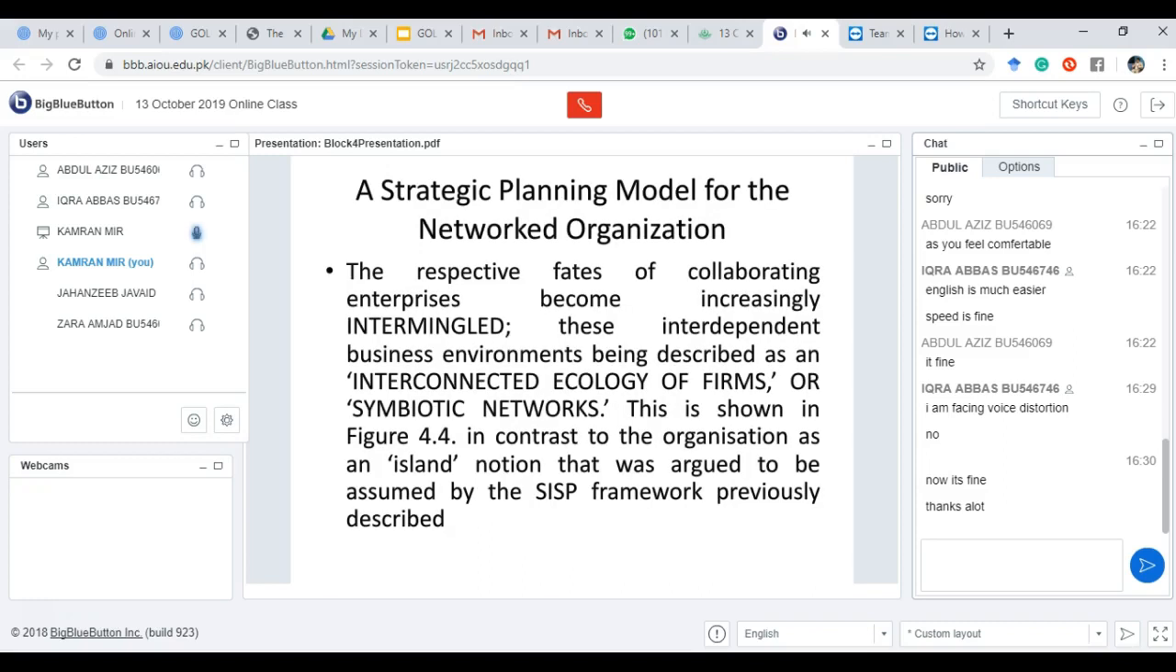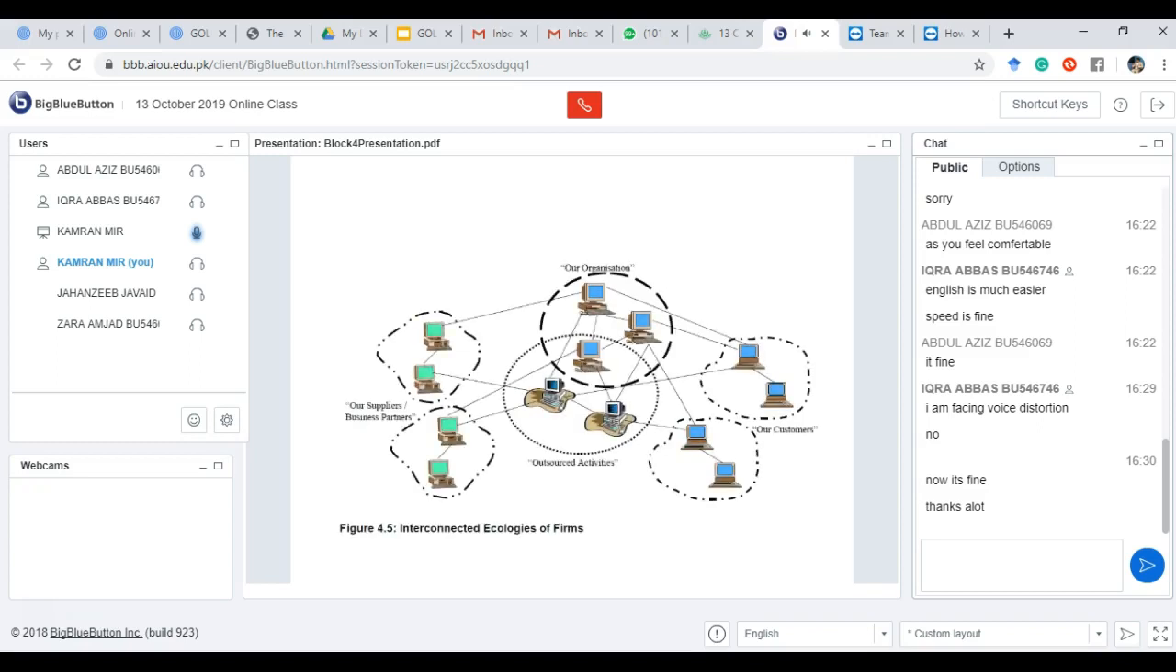In a strategic planning model for the network organization, the respective fates of collaborating enterprises become increasingly intermingled. These interdependent business environments are described as an interconnected ecology of firms, or symbiotic networks. This is shown in figure 4.4, which we just saw, in contrast to the notion of the organization as an island, which was argued to be assumed by the SISP framework previously described. I think we can explain this in the further diagram. As you can see, the interconnected ecologies of the firms.